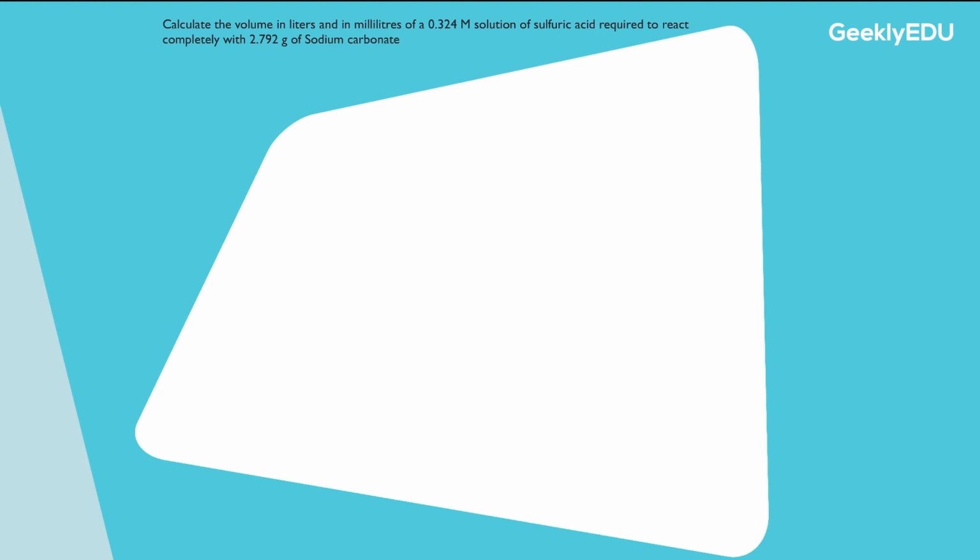Now let us look at this problem. The problem wants us to calculate the volume in liters and in milliliters of a 0.324 molar solution of sulfuric acid required to react completely with 2.792 grams of sodium carbonate. So what's the basic information available to you? 1 mole of H2SO4 reacts with 1 mole of Na2CO3. First of all, you need to calculate the masses, because the question gives 2.792 grams of sodium carbonate.